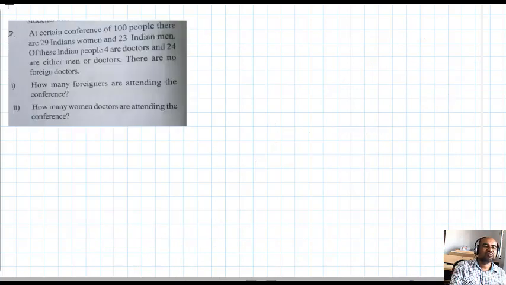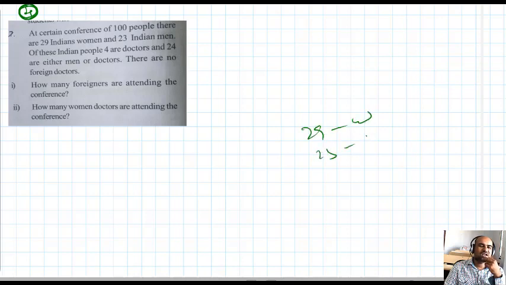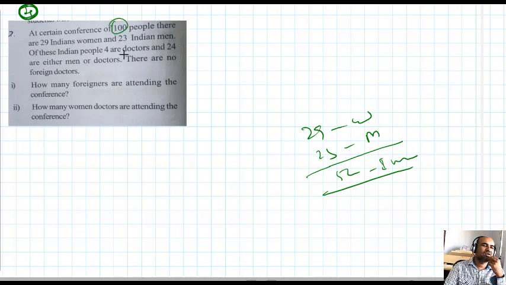Students, an interesting, difficult and different problem. At a certain conference of 100 people, there are 29 Indian women, 23 Indian men. These all are Indians only. So add them. What will we get? 52. 52 are Indians. How many total? 100. 100 minus 52, 48. 48 members are other country members.